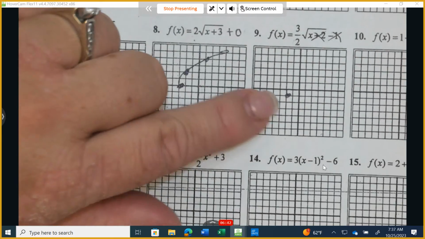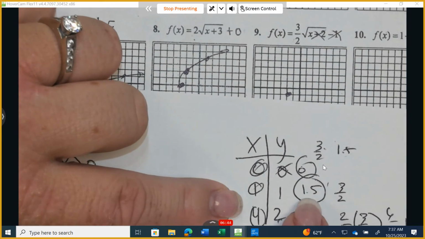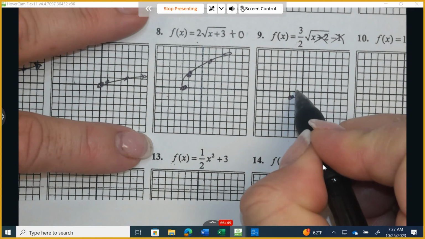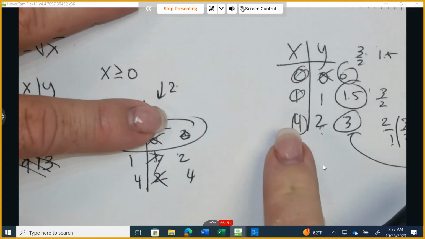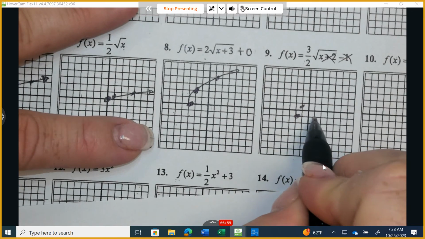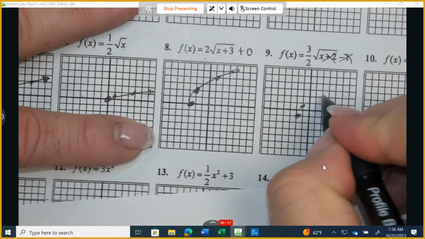0, 0 is always this initial point. I'm going to go right 1, and I'm going to go up 1.5. Right 1, up 1.5. Right 4, up 3. Right 4, 1, 2, 3, 4, and up 3.